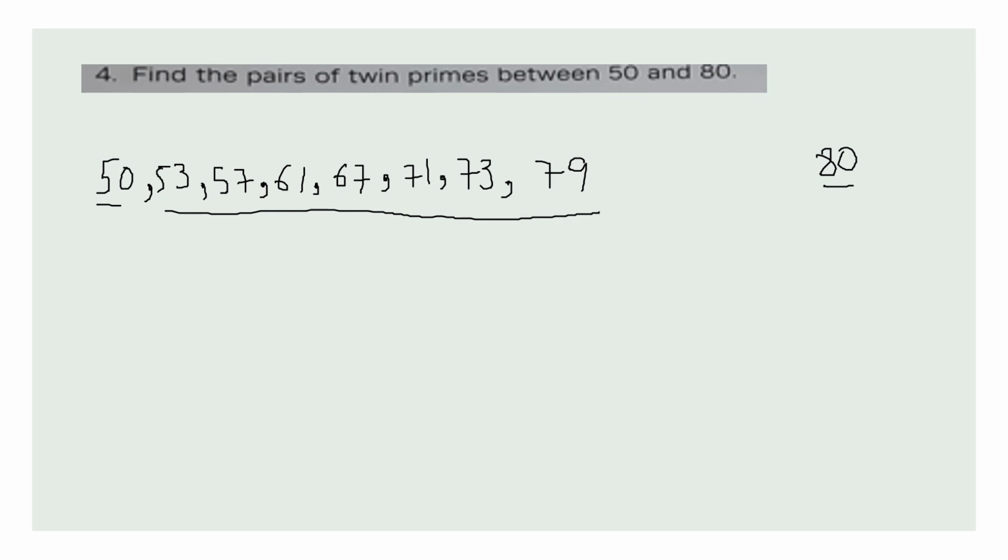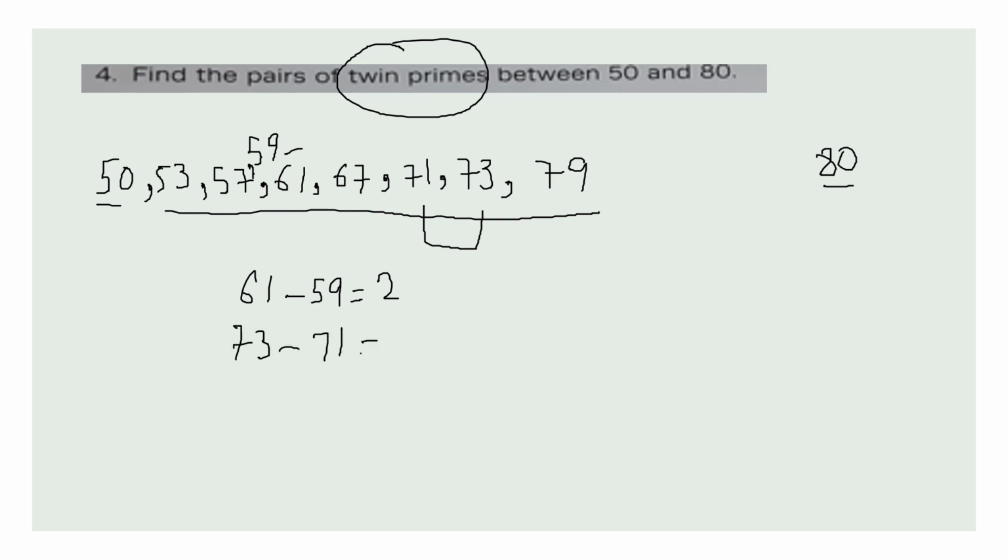Now what I have to do is look for twin primes. By twin primes, I mean the prime numbers that have a difference of 2. For example, we also have 59 here, which I have missed. I'm sorry. We also have 59 here. Now see, if you subtract 59 from 61, you will get 2, right? 61 minus 59 is equal to 2. And when you subtract 71 from 73, you will get 2. So that means the twin primes here are 59 and 61, and also 71 and 73.